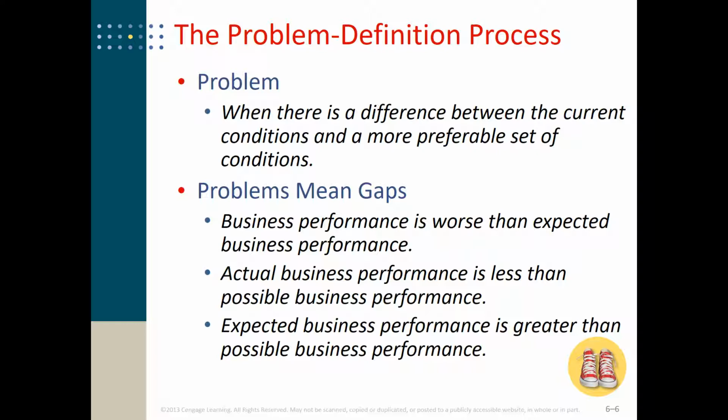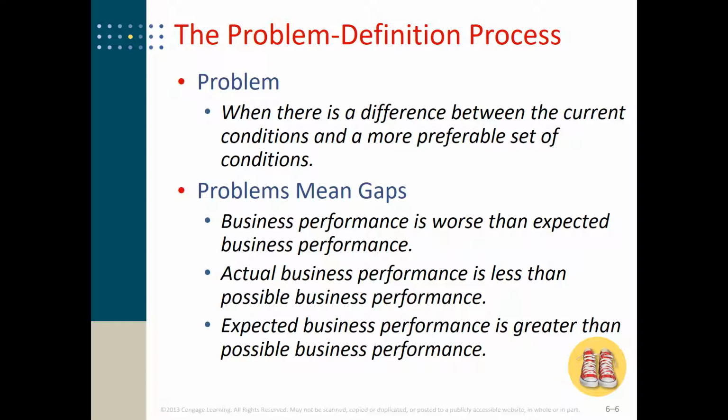Hello everyone. In this video, I will be talking about the second learning objective of chapter 6, how to recognize problems. So first of all, let's understand what a problem is. A problem is basically a difference between what is expected and what is actual. A problem is the difference when there is a difference between the current condition and the most preferable condition. And a problem arises when there are gaps. Gaps between what? Gaps between the actual performance and the expected performance, as I already mentioned.